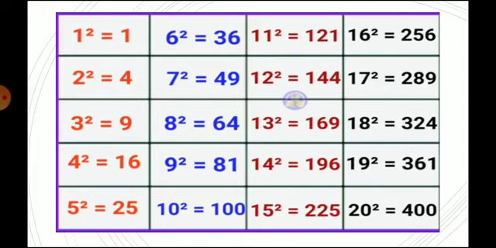See the table column. I wrote the square numbers from 1 up to 20. 1 square is 1, 2 square 4, 3 square 9, 4 square 16, 5 square 25, 6 square 36, 7 square 49, 8 square 64, 9 square 81, 10 square 100, 11 square 121, 12 square 144, 13 square 169, 14 square 196, 15 square 225, 16 square 256, 17 square 289, 18 square 324, 19 square 361, 20 square 400.